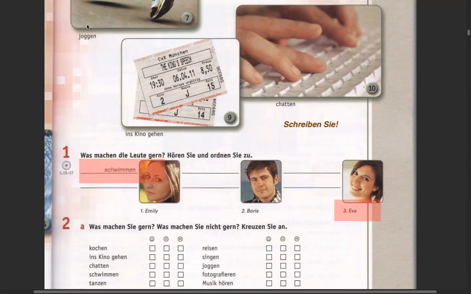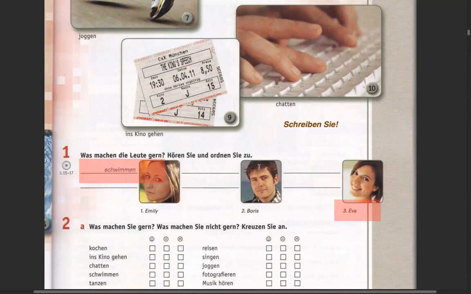Just a second, I'll open it again. I don't know why it's not happening. Aufgabe 5a. Sorry.